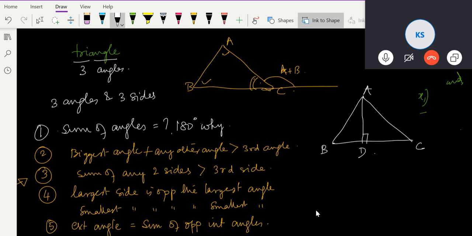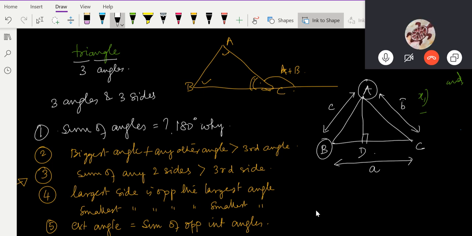So I can write the sides in terms of small a, small b, and small c. If this is angle A, the side opposite to that, which is BC, will be called small a. If this is angle B, then AC becomes small b. This is the naming convention of a triangle. And AB is small c. Okay? Any doubts?